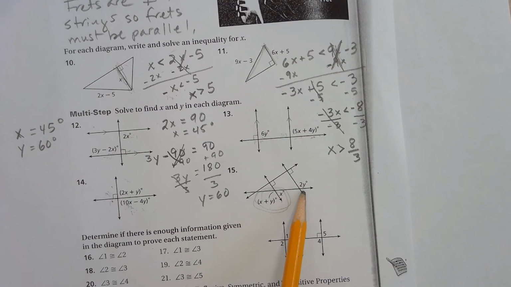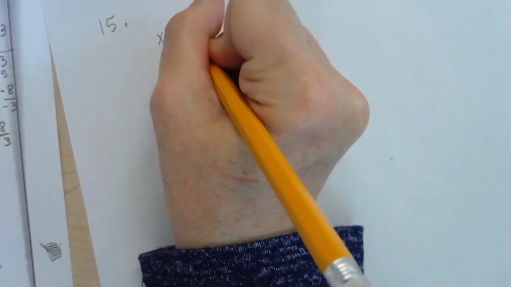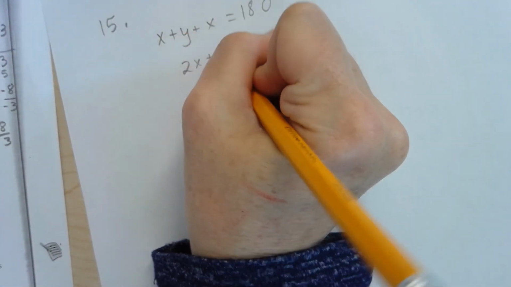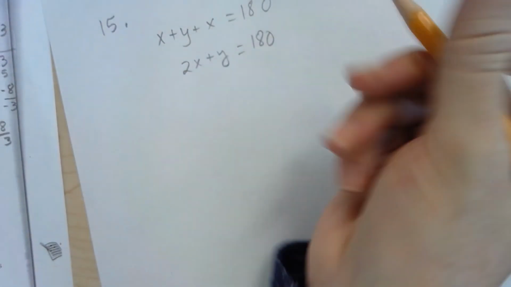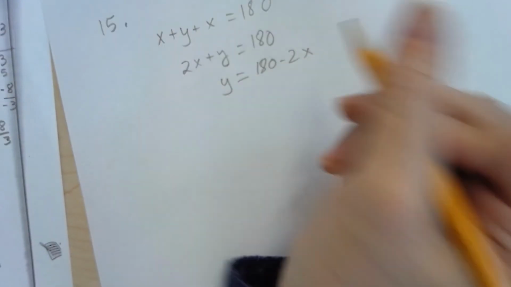But what I'm going to start with on this one is x plus y plus x equaling 180, and I'm going to solve starting there. So I'm going to say that x plus y plus x equals 180, and I'm going to end up with 2x plus y equals 180. And so now I'm going to say y is going to be equal to 180 minus 2x. Okay, that's the first part. So there's my y, right? That's what my y is going to be equal to.